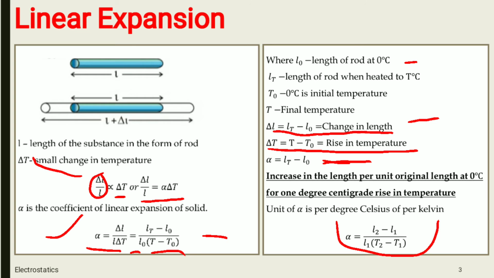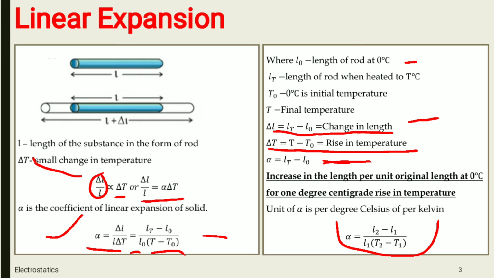Initial length of the rod. L2 is what? Final length of the rod. Alpha is equal to L2 minus L1 divided by L1, the initial length of the rod, in bracket T2 minus T1. T2 is what? Final temperature of the rod, and T1 is the initial temperature of the rod. The unit of alpha will be per degree Celsius, or you can say per Kelvin.